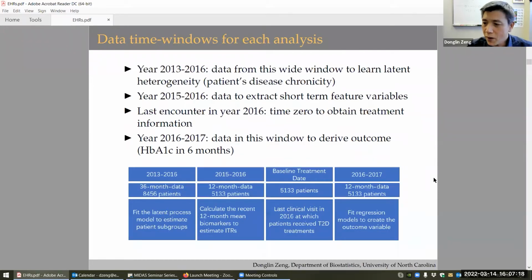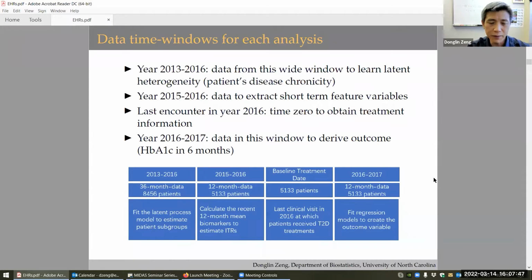Well, one big challenge in analyzing EHR data is that you need to have a very good and unambiguous definition of time window, because it's not like a cohort study or clinical trial. You have time zero, right? Like at the time you recruit the patients and the patient comes to a study. But EHR data is just a calendar window, 2013 to 2017. So you decide what kind of time window you want to use for each analysis.